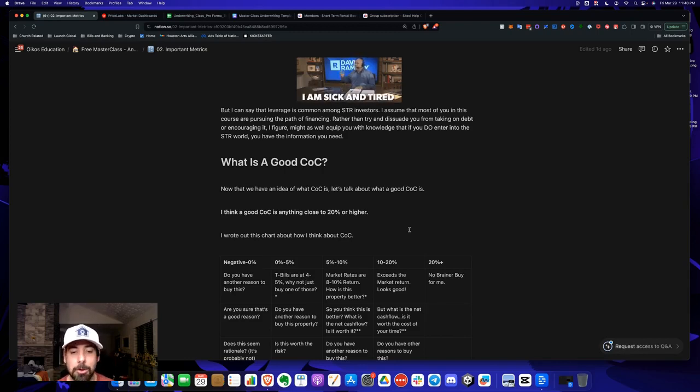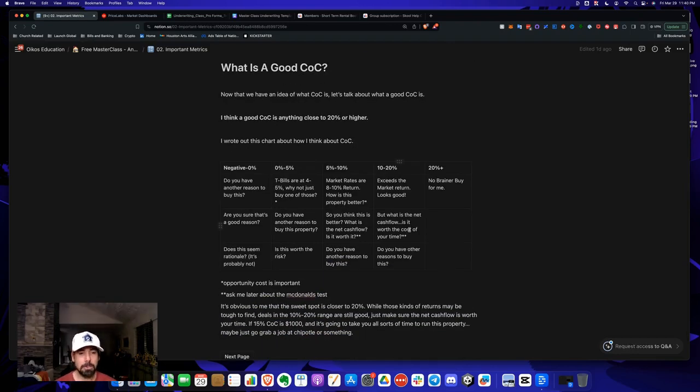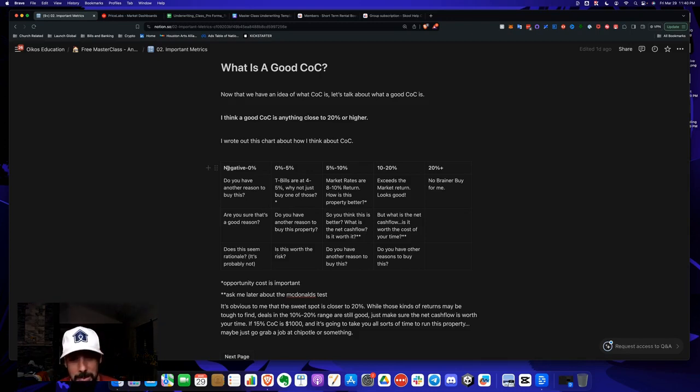So let's think about it a little bit more. You see this chart here. If we were to have a negative cash on cash return, that means literally you're paying money each month to own this rental property. And so here would be my question for you. Do you have some other reason to buy this property? Are you sure that's a good reason? Does it seem rational to you? Because it's probably not rational.